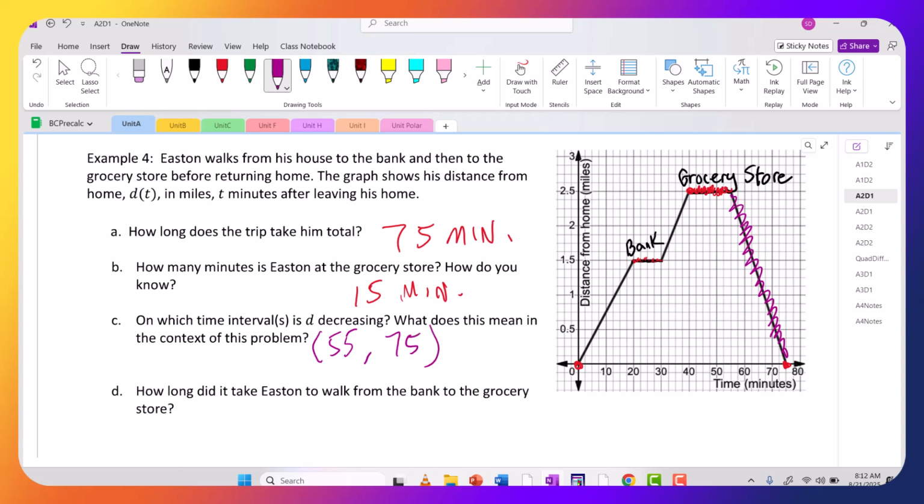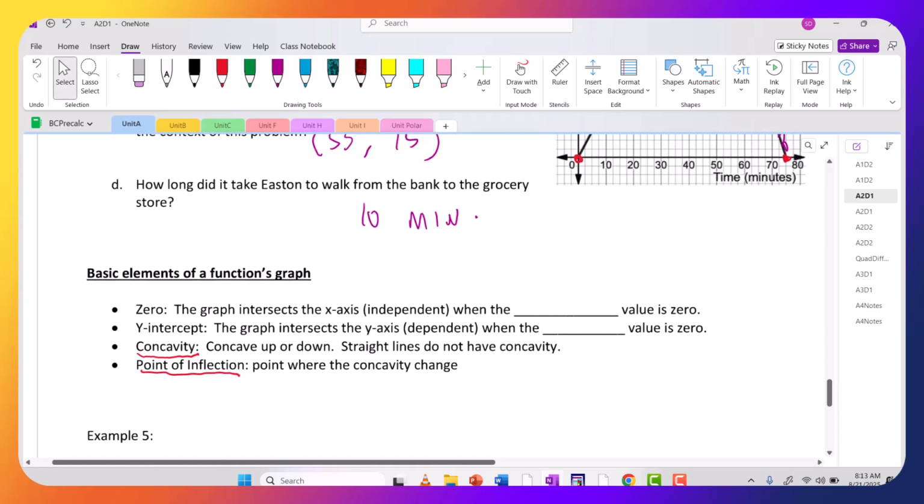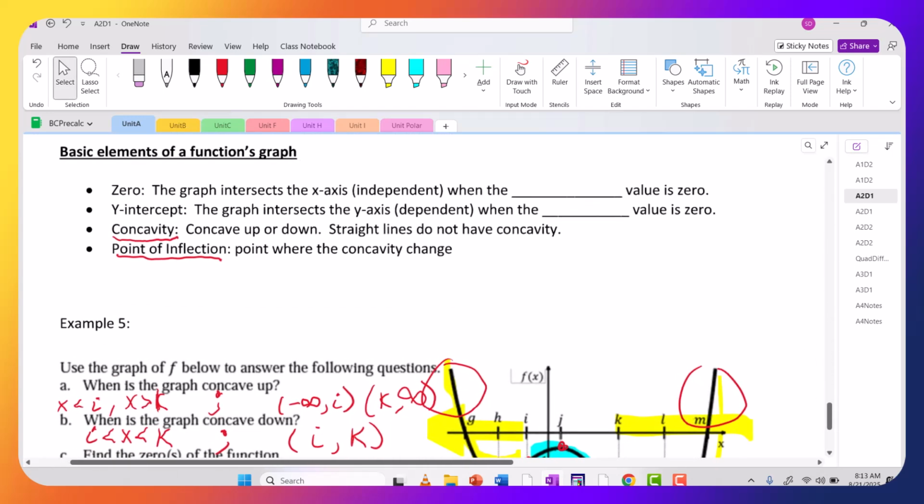So from the 55th minute to the 75th minute, which means he was walking for 20 minutes from the grocery store back home. How long did Easton take to walk from the bank to the grocery store? Bank to the grocery store is 30 to 40, so it's 10 minutes. Got it? All right, then we got to go on to here and make sure we get this done.